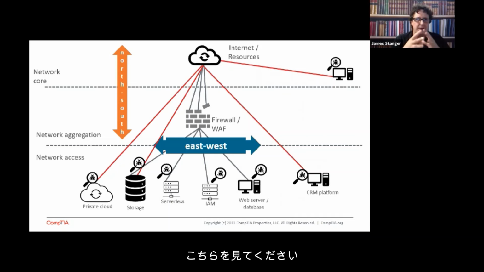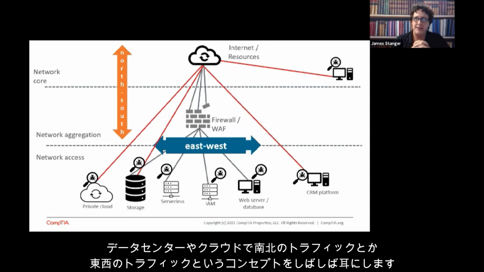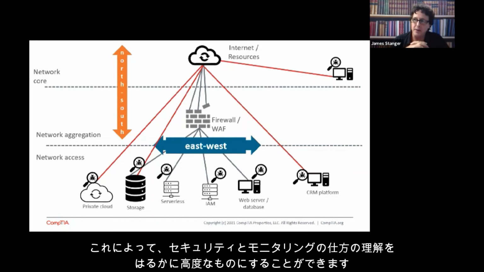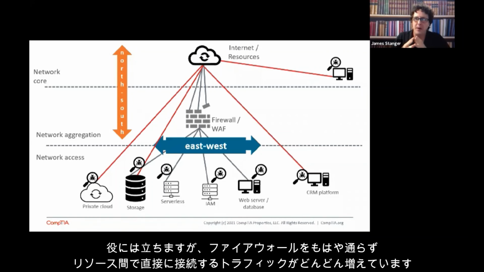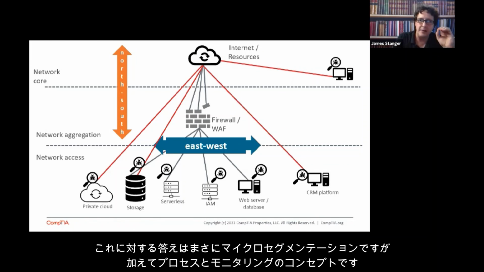And so what we have here is that oftentimes when we hear about concepts such as north and south traffic or east and west traffic in a data center or in the cloud, it creates a much more sophisticated understanding of security and how to monitor. This graphic, what I've tried to do is show how it's not just a firewall that protects us. They can help us, but more and more traffic is connecting not through firewalls anymore, but directly from one resource to the other. And the answer really becomes then microsegmentation, but also the process and the concept of monitoring.